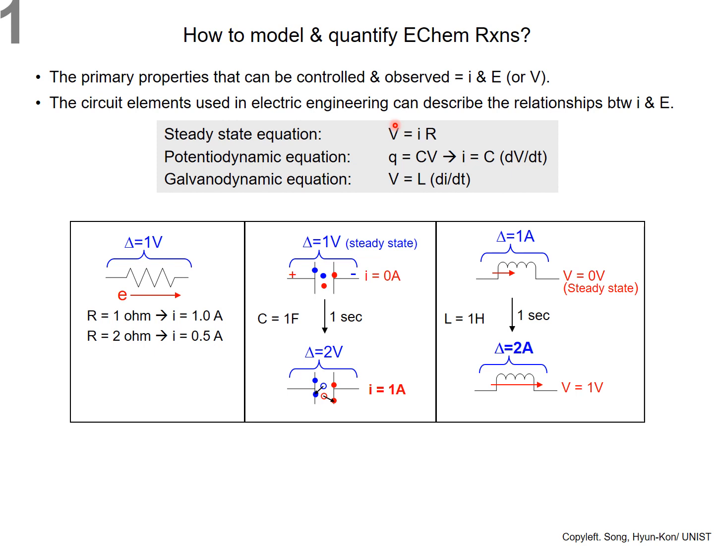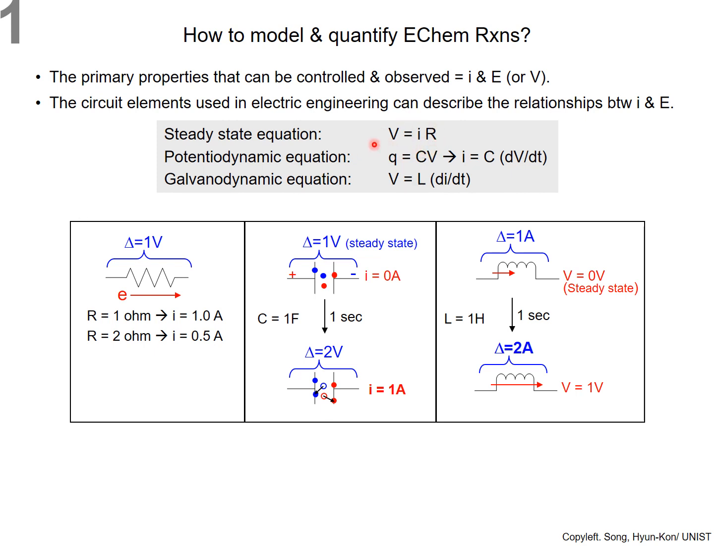Three basic circuit elements have been used in electrical engineering. The first one is resistance, the second one is capacitance, and the third one is inductance, or resistor, capacitor, and inductor. Let me try to explain each circuit element, R, C, L. Let me start with the resistance.